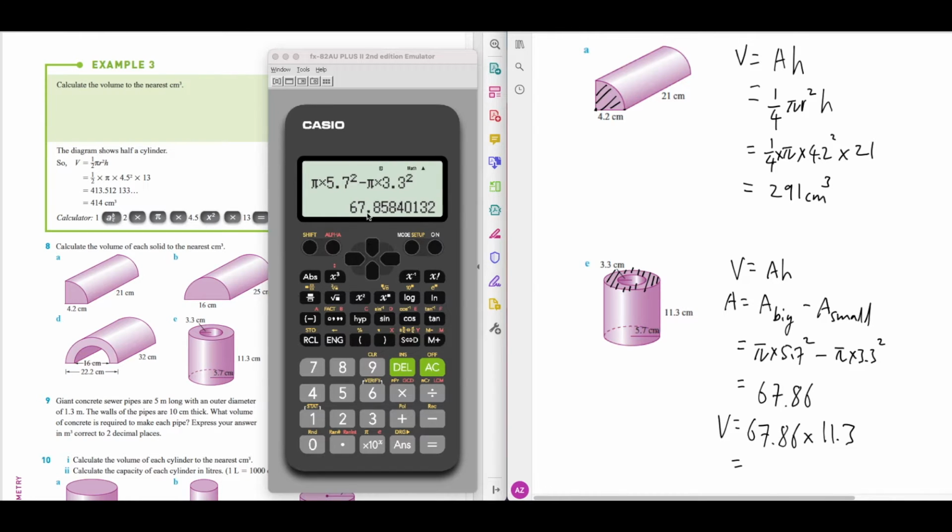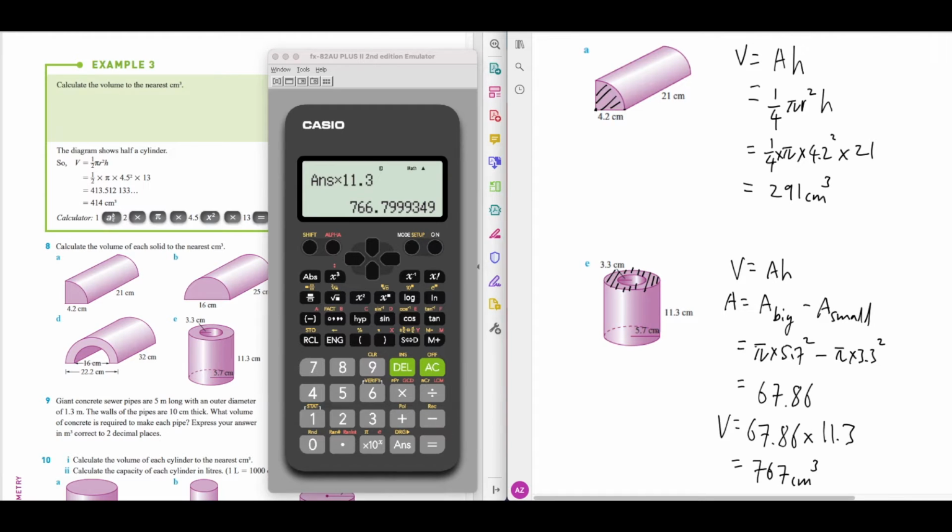What we can do is use the answer button here, and the answer button will give you the exact value of this. So I can just type answer times 11.3. This is a neat calculator trick that you can use to make sure that you get the exact value. And the answer is 767 cubic centimeters.